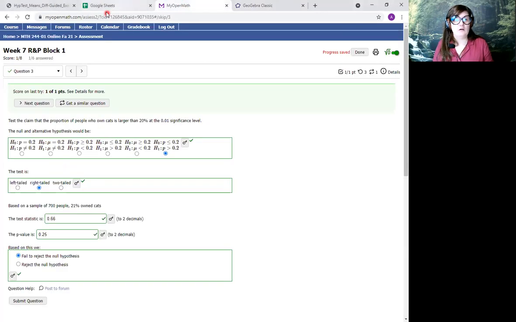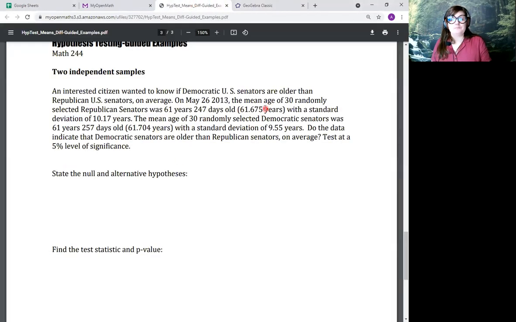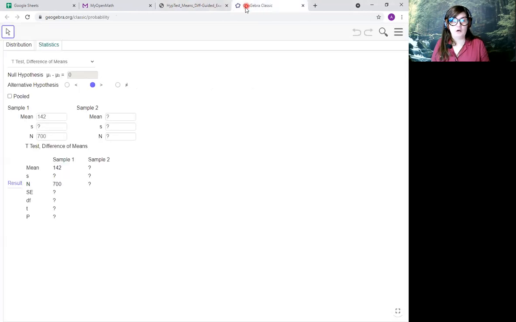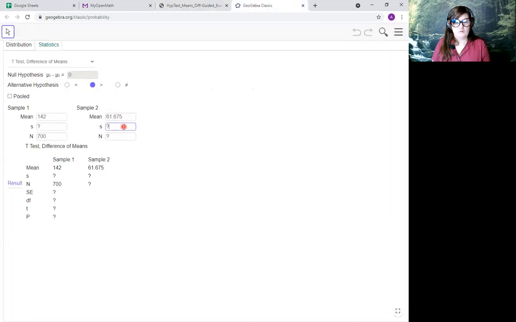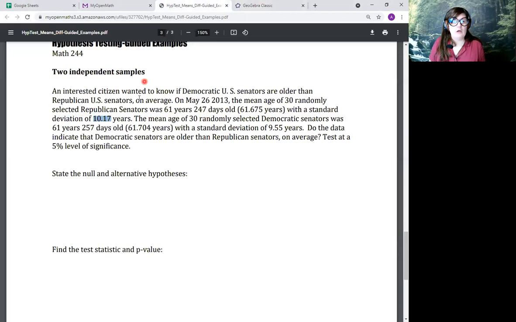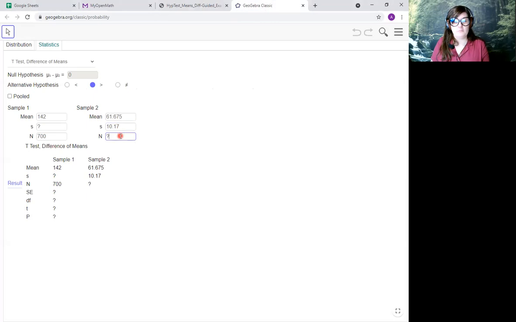Okay, so let's go ahead and look at our sample. We're going to put in our Republicans as sample 2. So 61.675. We'll hit copy, and there's their mean. And then we need the standard deviation of 10.17 years. And then I need the sample size. How many people was I looking at? I was looking at 30 senators. All right, and so there is my sample 2. Those are my Republican senators.